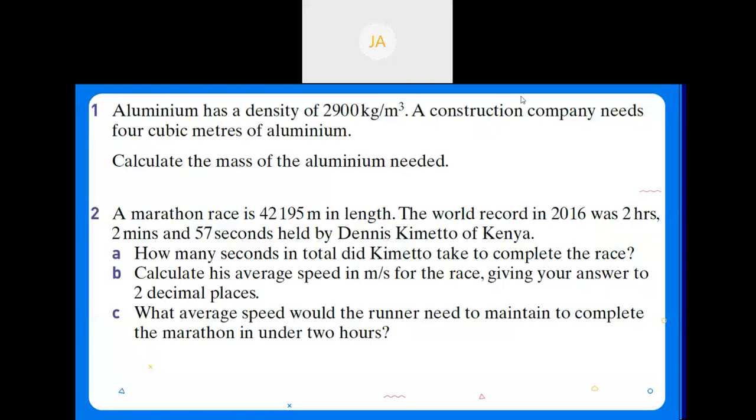Yeah. So on page 59, there is aluminium that has a density of 2,900 kilograms per cubic meter. And then there is a construction company that needs 4 cubic meters of aluminium. We have to find the mass of this aluminium.